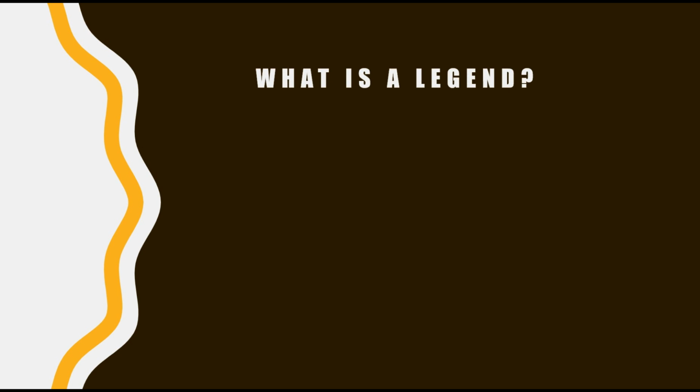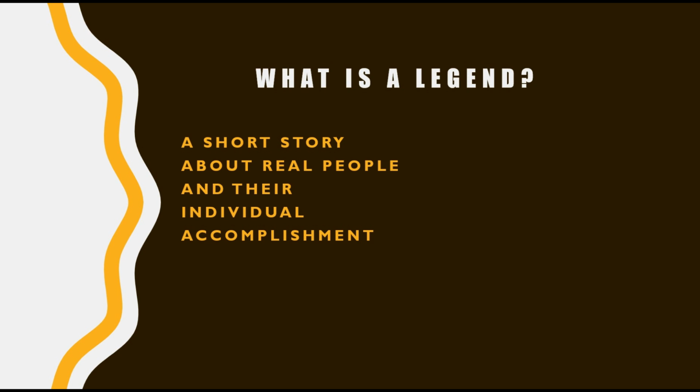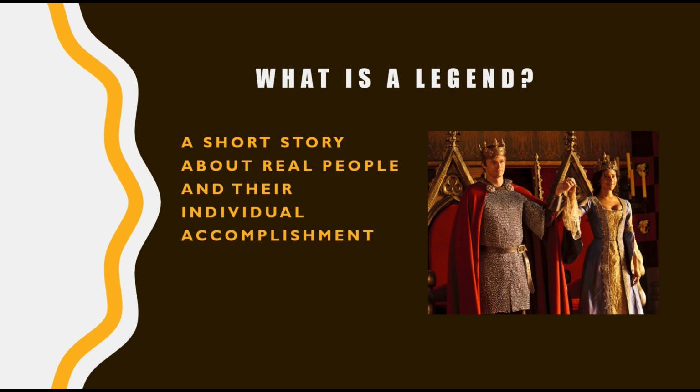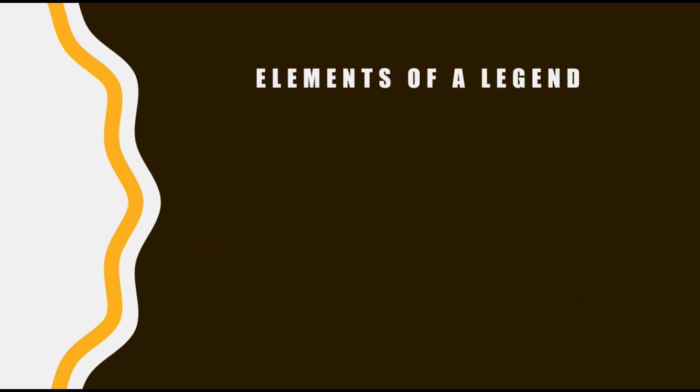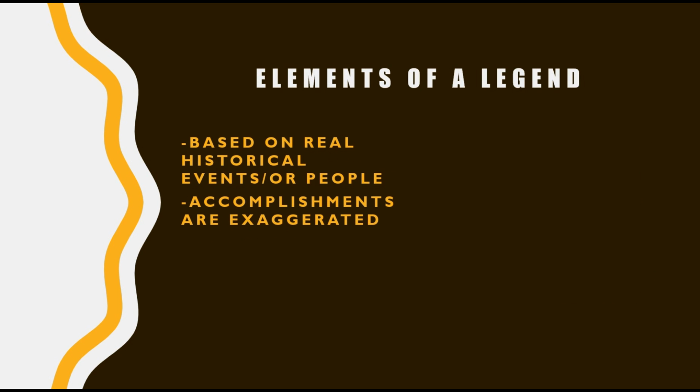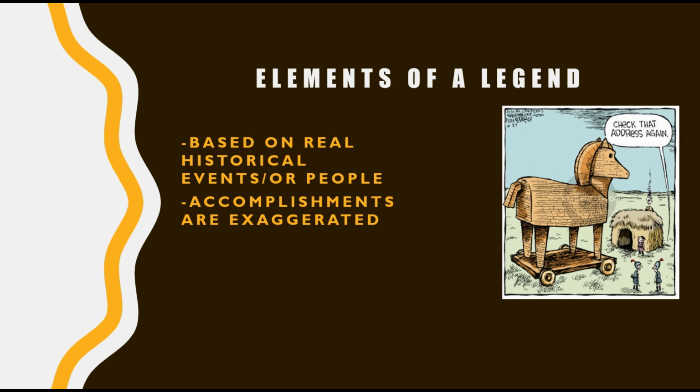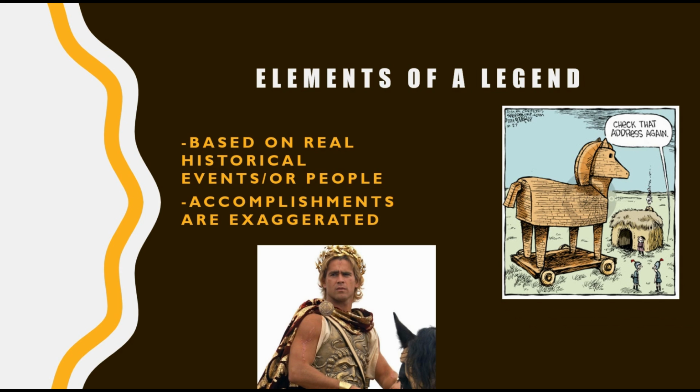What is a legend? A legend is a story about real people and their individual accomplishments. Elements of a legend. A legend is based on real historical events and/or people. However, those people's accomplishments are exaggerated. The hero's exploits are exaggerated in order to make the story more interesting or more convincing, and make those heroes more admirable.